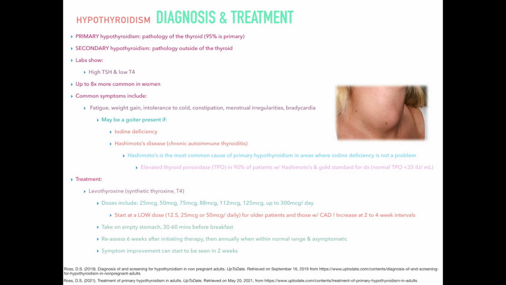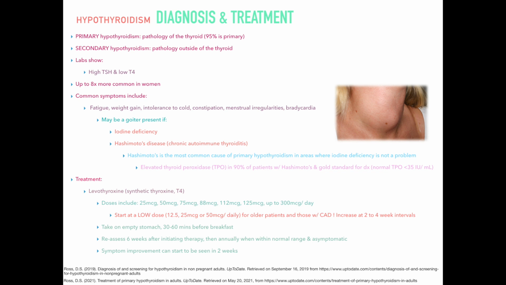Hashimoto's is actually the most common cause of primary hypothyroidism in areas where iodine deficiency isn't an issue. And then elevated TPO, or thyroid peroxidase, is in 90% of patients with Hashimoto's, and it's actually the gold standard for diagnosing Hashimoto's disease. And I included for you the normal range there, though obviously you don't have to know that for boards. Areas that are going to be at a greater risk for hypothyroidism due to iodine deficiency are going to be areas like Southeast Asia and Africa.